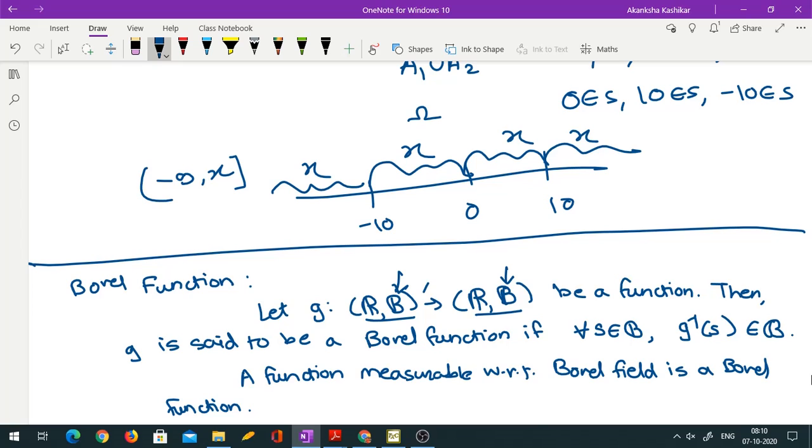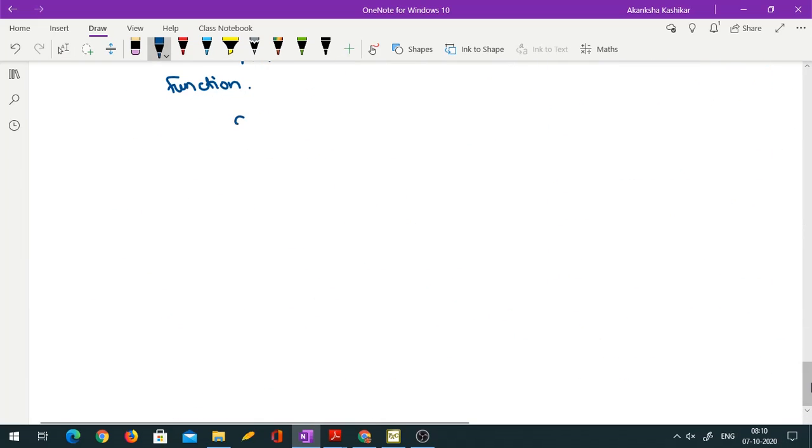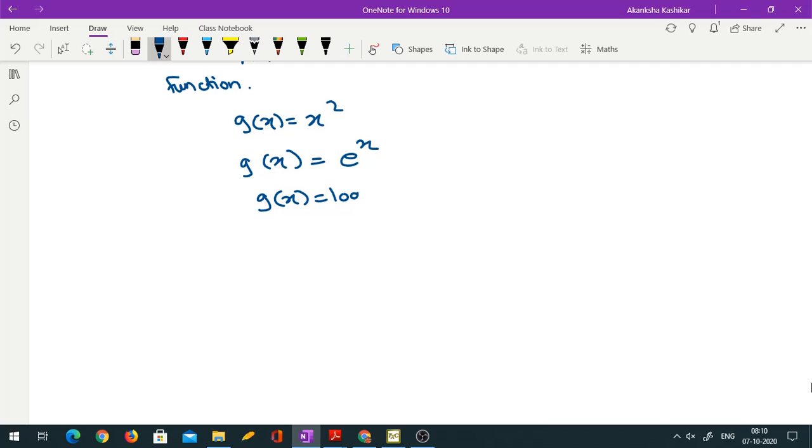A typical example is, say, g(x) is equal to x square, or g(x) is equal to e raised to x, or g(x) is equal to log x. These are all examples of Borel functions. Let us check how they are examples of Borel functions. So what we mean is, if we take inverse image of any Borel set, it should again be a Borel set. So let me consider x square.